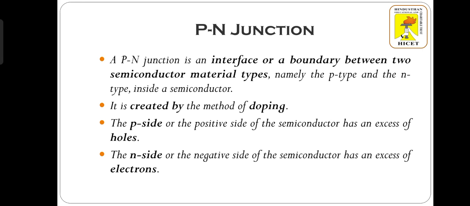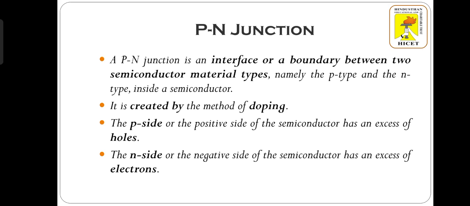What is meant by PN junction? It is a junction formed between a p-type semiconductor material and an n-type semiconductor material. It is created by the method of doping. Doping is a process of adding impurities to increase the conductivity.